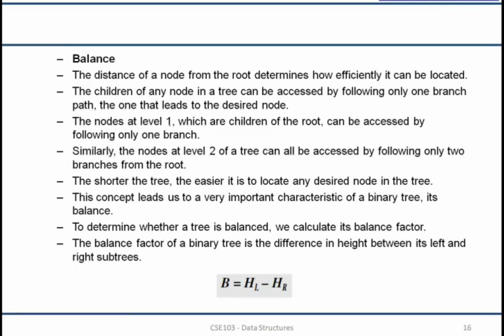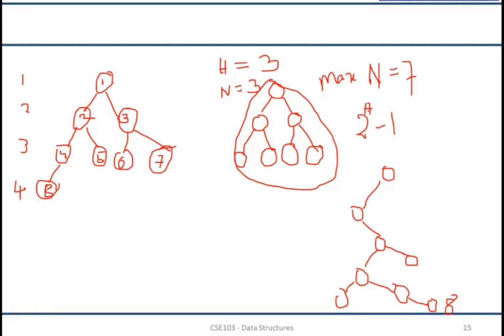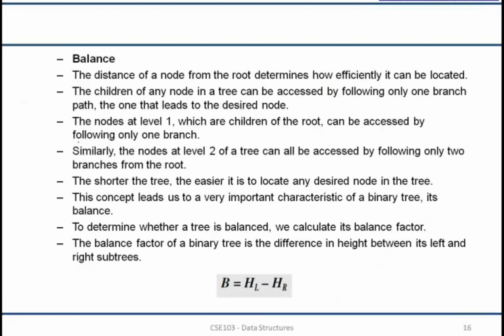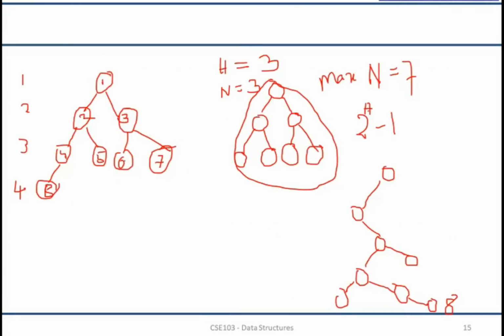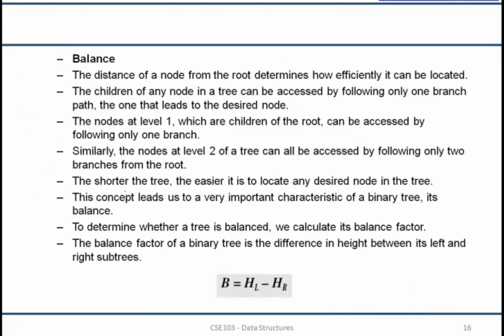The nodes at level 1, which are children of the root node, can be accessed by following only one branch. See here, 2 and 3 are immediate children of 1. Similarly, the nodes at level 2 of a tree can all be accessed by following 2 branches from the root. Here 4, 5, 6, 7 are in level 2, so to access 4 or 5 or 6 or 7, we need to cross only 2 branches. And the shorter the tree, the easier it is to locate any desired node.